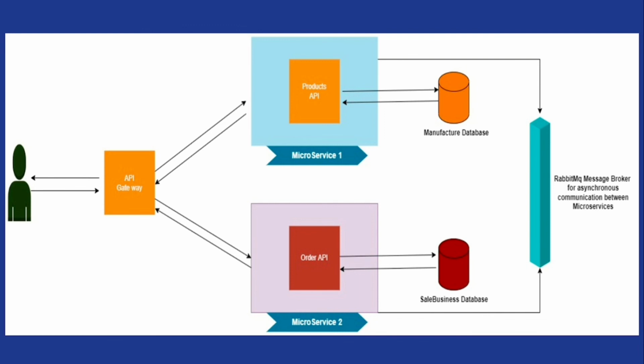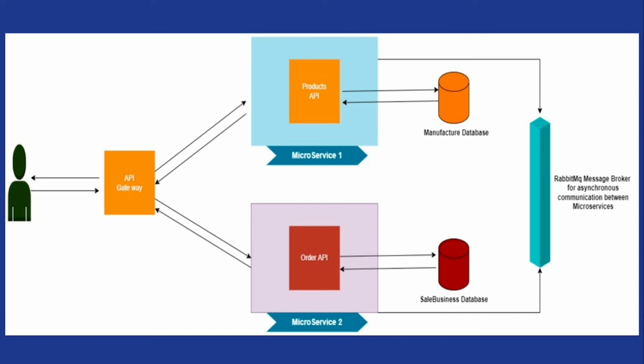We are going to build a small microservice application in this series based on this diagram. Our second video is on creating the products API microservice. The third video will be creating the orders API microservice. The fourth video will be the communication between microservice 1 and microservice 2. And the final video will be implementing the API gateway. That is the flow of this microservice .NET 6 series. So that's the introduction of microservices.